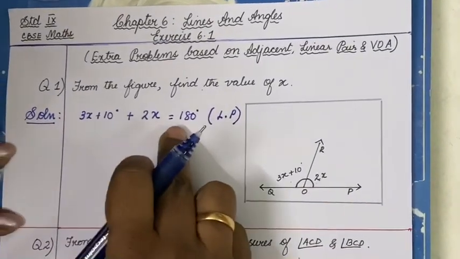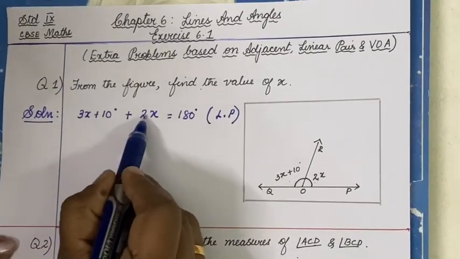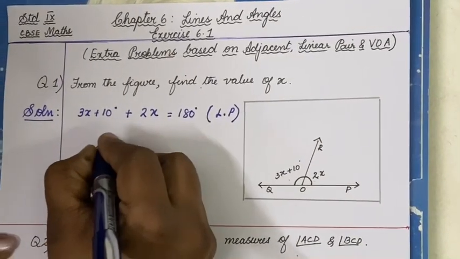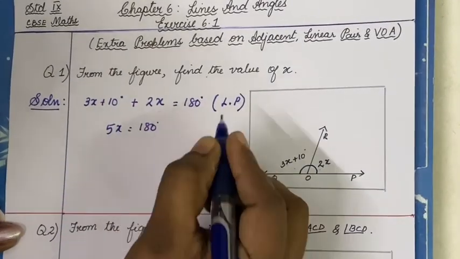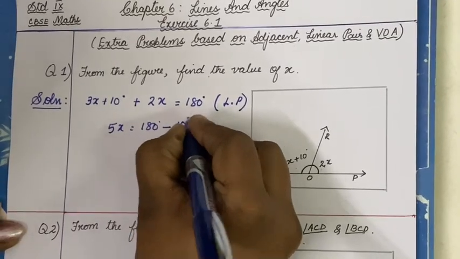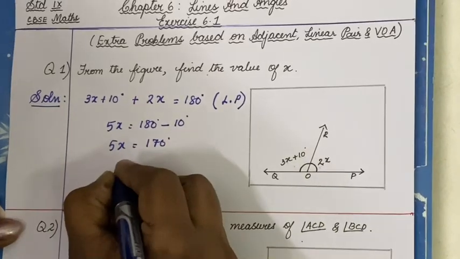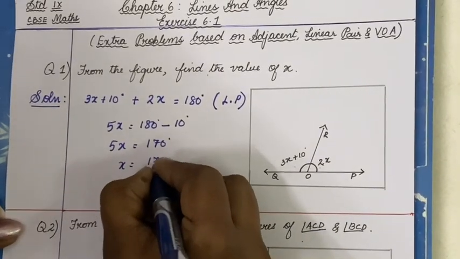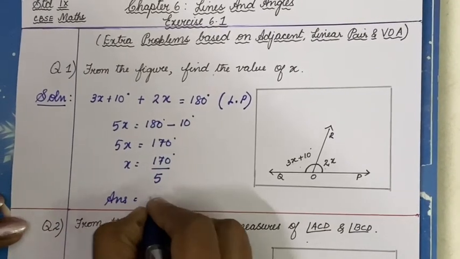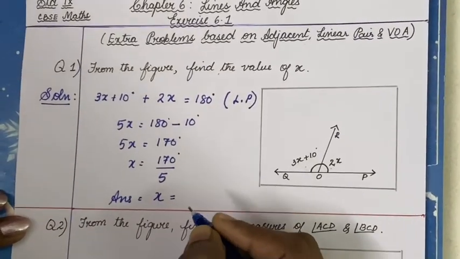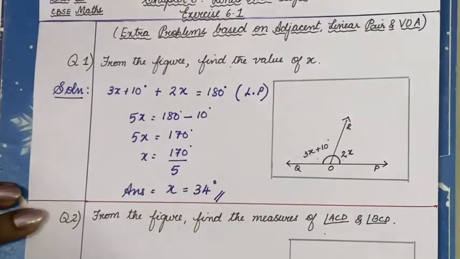Now it is going to be a simple equation. Like algebra, 3x plus 2x, like variables, 5x is equal to 180 degrees. The numbers are taken to the other side, minus 10 degrees, so 5x is equal to 170 degrees. So x is equal to 170 divided by 5. Answer: x is equal to, when you divide 170 by 5, you get 34 degrees. So this is going to be your answer.